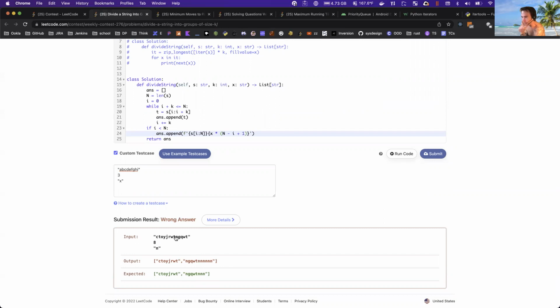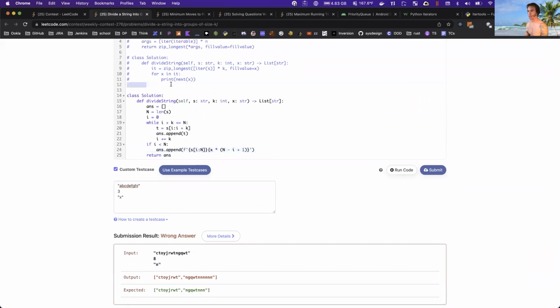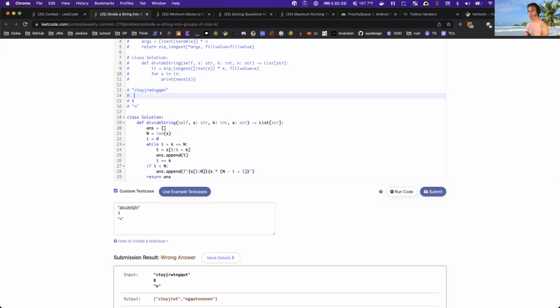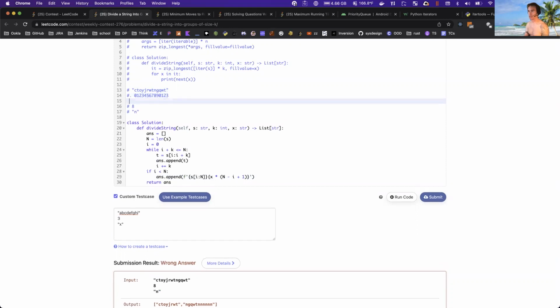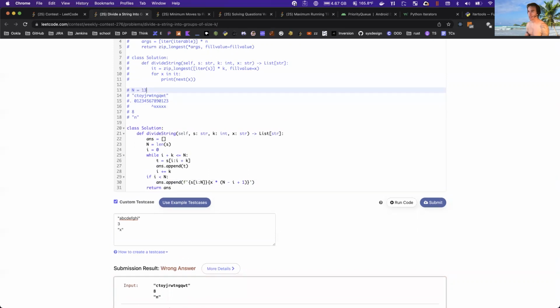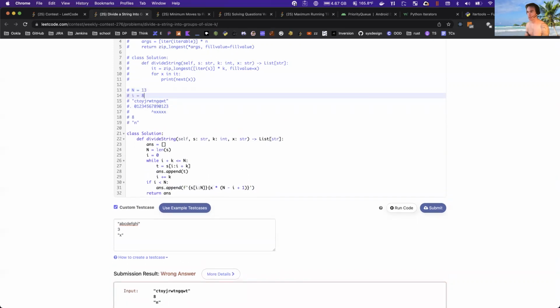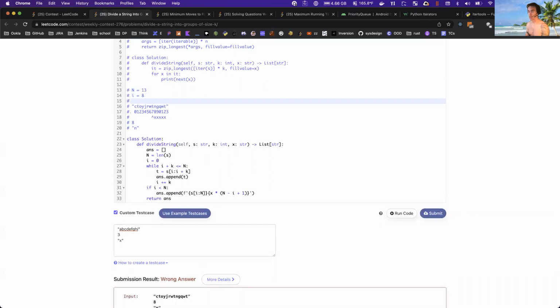How many n's should you add on to the end of this thing? It's not quite right. So it's this chunk ending here, 0 through 7. And then we have this one, 1, 2, 3, 4, 5. N equals 13, I equals 8. We want to add on how many at the end? 3, right?